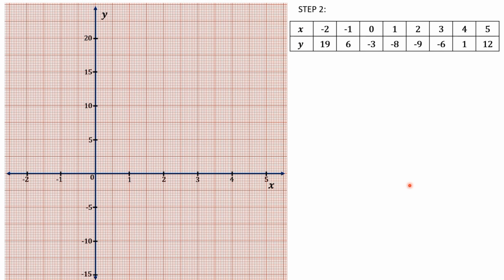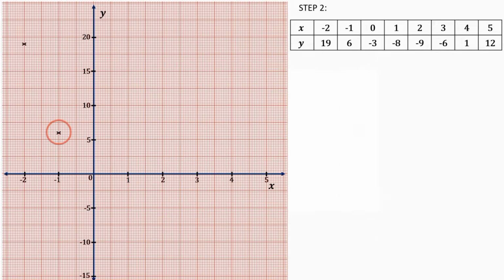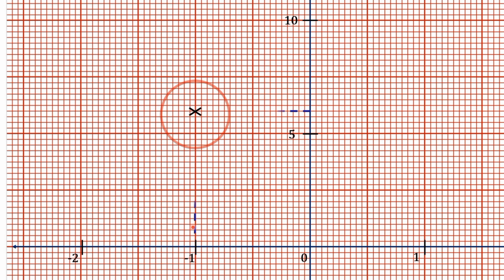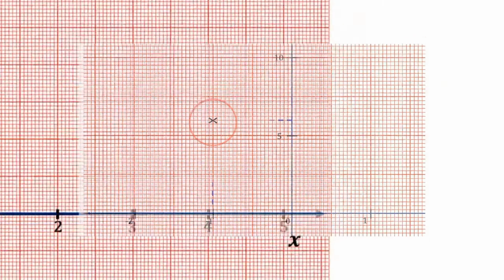Now let's plot our graph. Carefully, let's plot -2 on the x-axis and 19 on y. The next one is -1 on the x-axis and 6. Let's zoom in so you understand how we'll plot it. So you can see -1 and 6 on the y-axis where they join together.